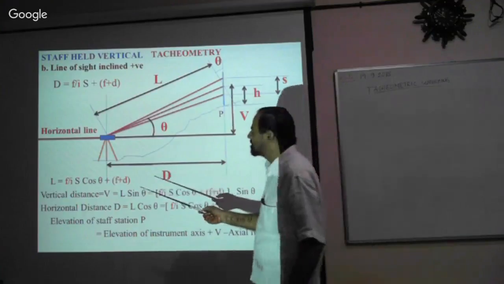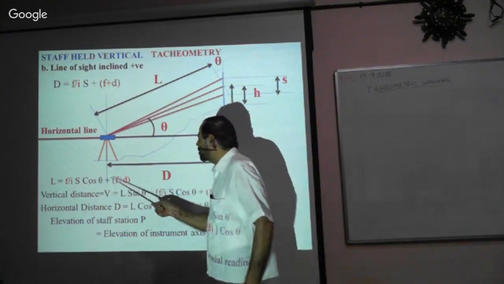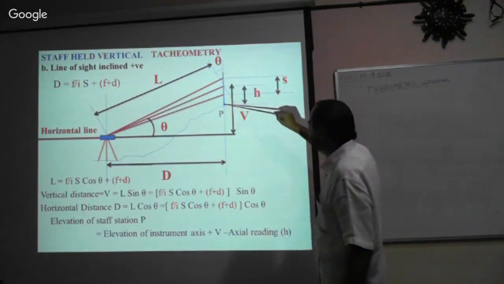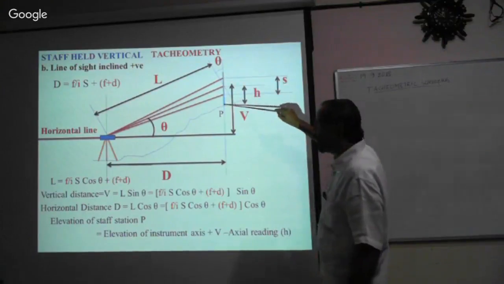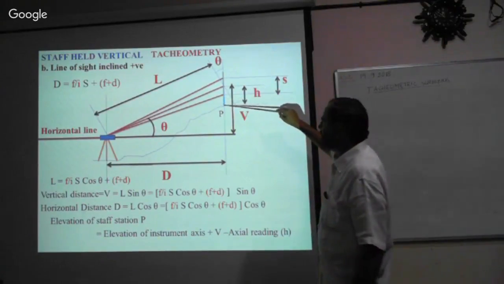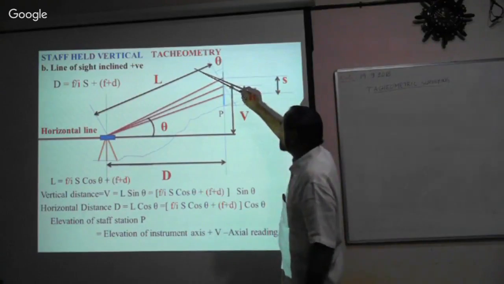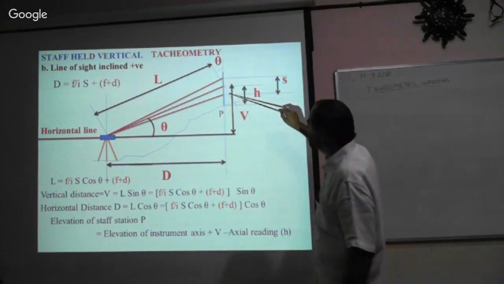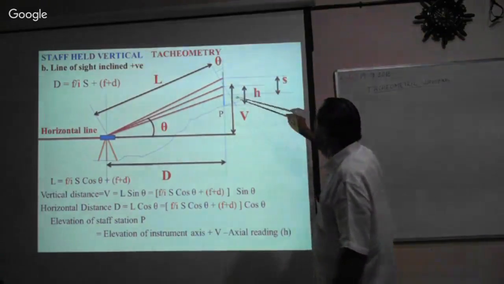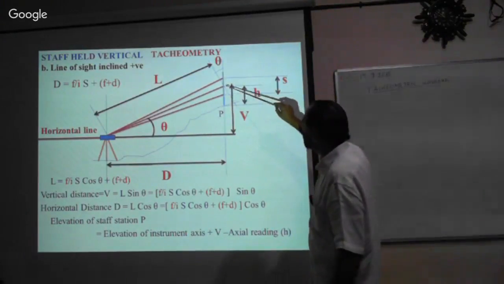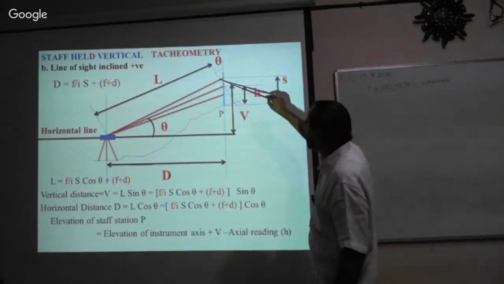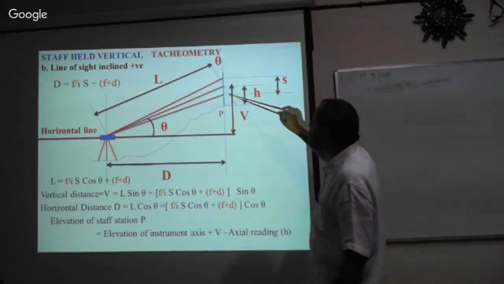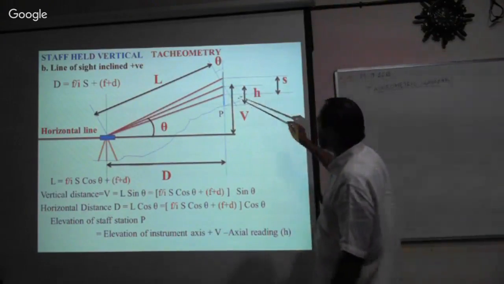Why S cos theta? Where does S cos theta come from? Let us understand that. Here the staff is held vertical, but L is an inclined length with respect to it. So S has to be modified. From this location to this location is the S, because it is the perpendicular distance. We have modified S into S cos theta.